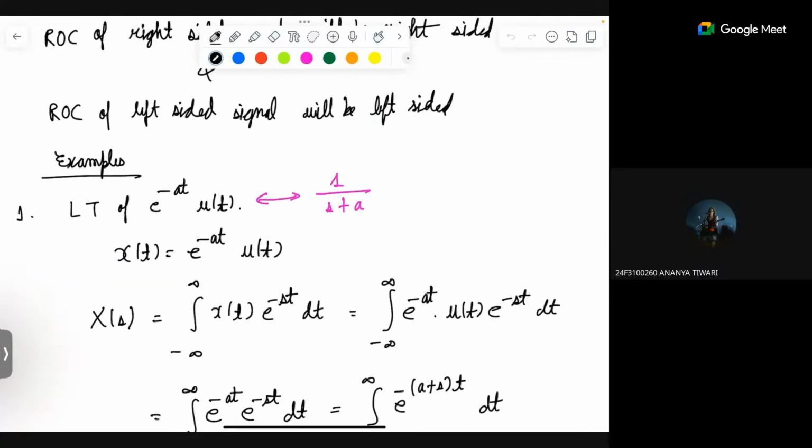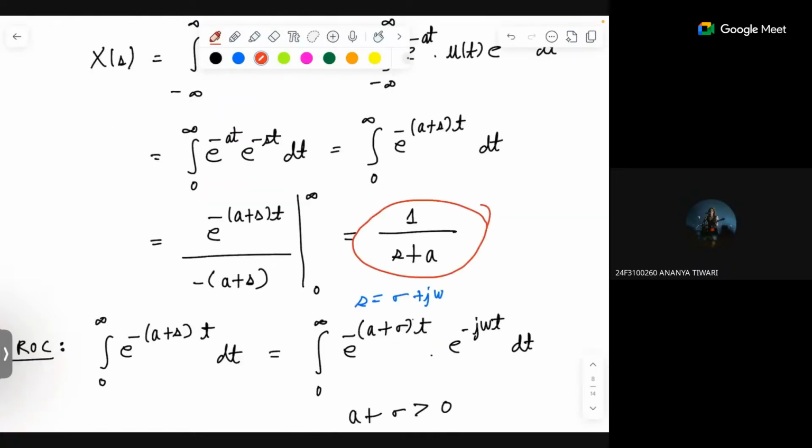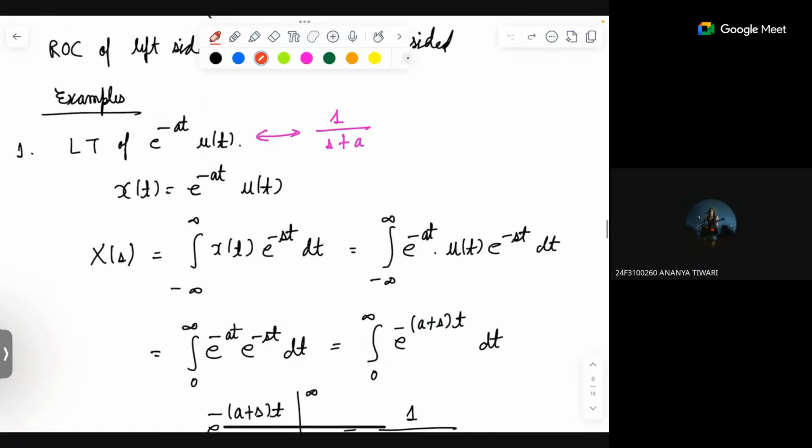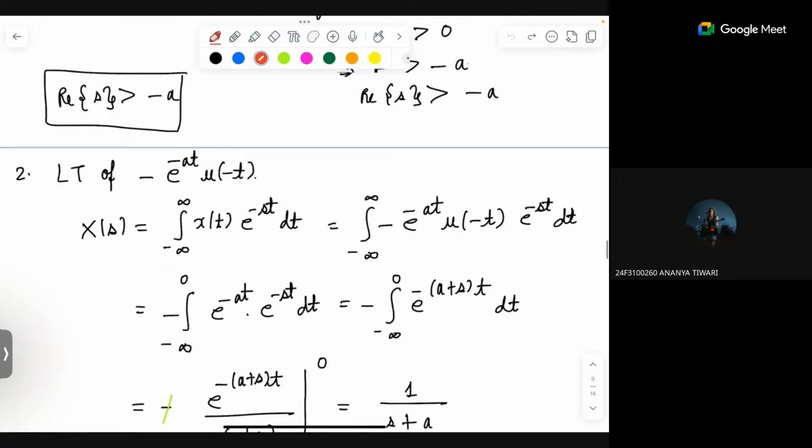So we first computed the Laplace transform of e raised to the power of minus at u of t. It turned out to be 1 by s plus a. Is this clear? Yes, ma'am. That's why it is positive.